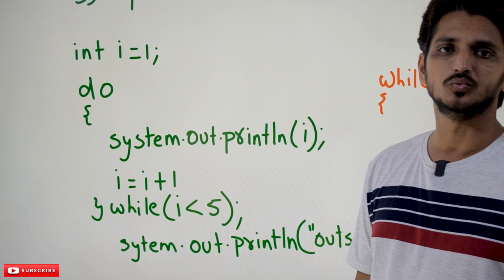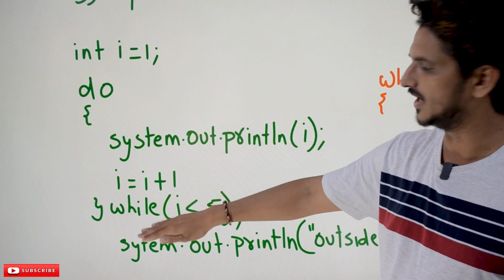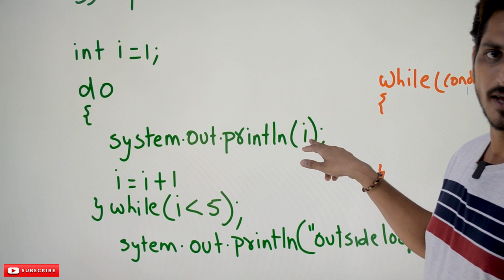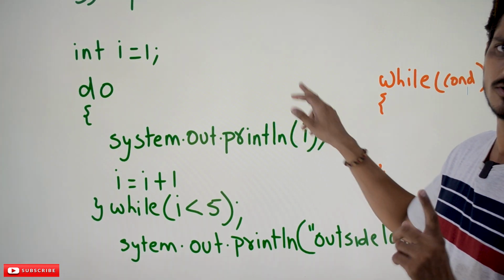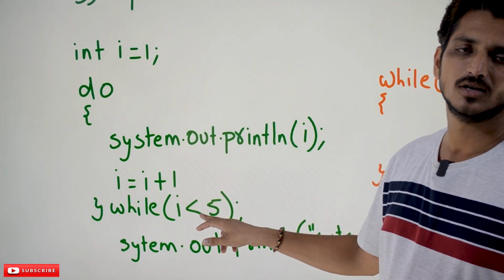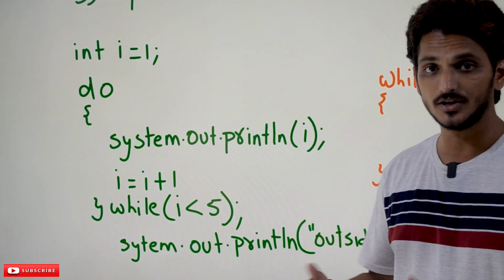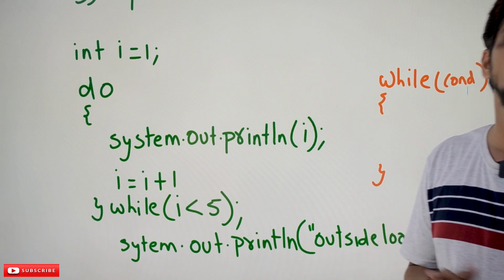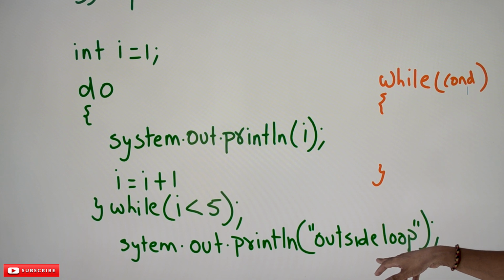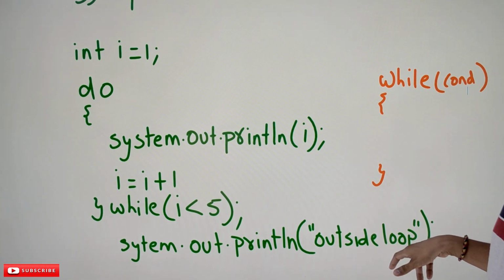Now the i value is 2. 2 less than 5? Yes, the condition is true. Again execute the body. System.out.println(i) means 2. Our output is 1, 2, 3, 4. Whenever i is equal to 5, the condition fails, so don't execute the body, come out of the loop. Execution continues with the remaining statements outside the loop. System.out.println("outside loop") is going to be executed. So our output is 1, 2, 3, 4, then outside loop.